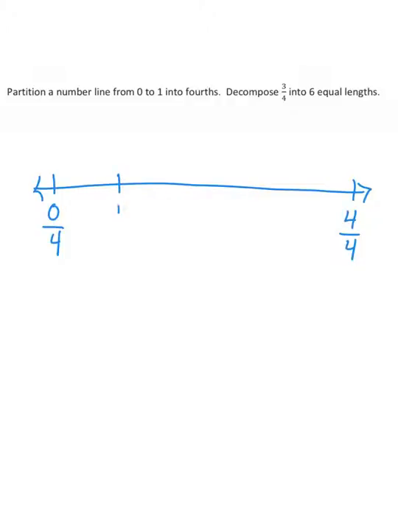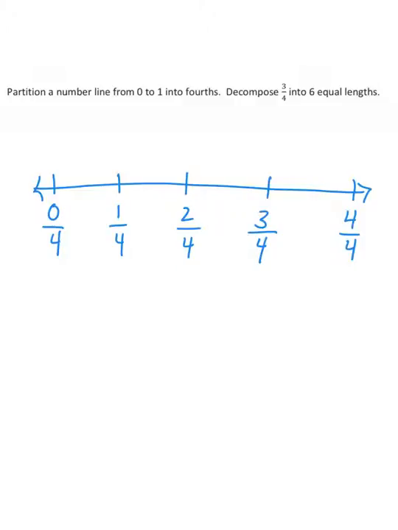Okay, our next one is: partition a number line from 0 to 1 into fourths. Decompose 3/4 into 6 equal lengths. All right, so what we're going to do is draw a number line, and we're going to cut it up into fourths from 0 to 1. So we've got over here 0/4, and all the way to 1 would represent 4/4, a whole. Then we have 1/4, and right in the middle is 2/4, because that's halfway through. It's 1/2. And then we've got 3/4.